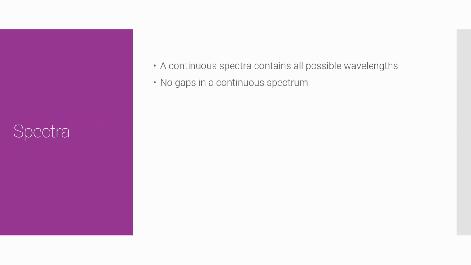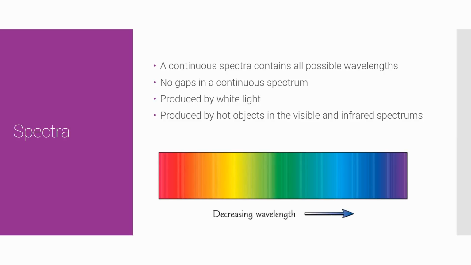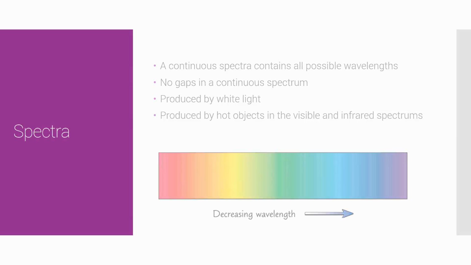Next thing I want to talk about is spectra. There's two types of spectra. There's continuous spectra, which contains all possible wavelengths, and there are no gaps in a continuous spectrum. Spectrum of white light is continuous. That's an example of continuous spectra. And hot objects produce a continuous spectra in the visible and infrared spectrum. In my notes, I have as invisible here. I'm gonna amend that. And this is basically what it looks like.